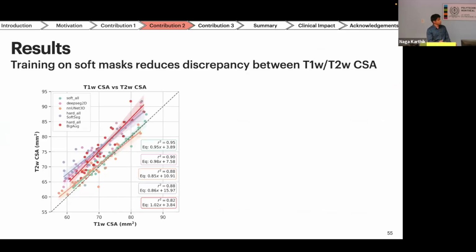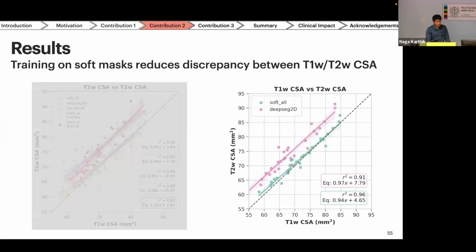We also looked at the most commonly used T1 and T2 weighted contrasts, and how the soft training is affecting the result. So if we look at the most commonly used method, which is DeepSeg, we saw that, as I said before, it is overestimating the CSA. But with the soft approach, we can see that it is bringing it closer to the diagonal line. The closer to the diagonal line, the better the model, because that means that it is the same CSA for T1 and T2.